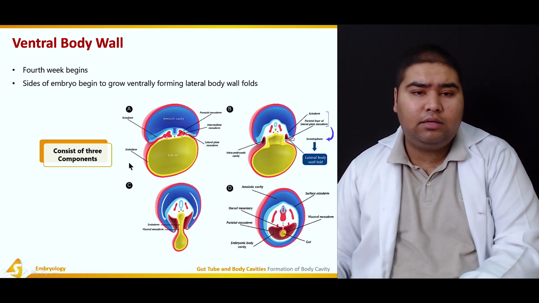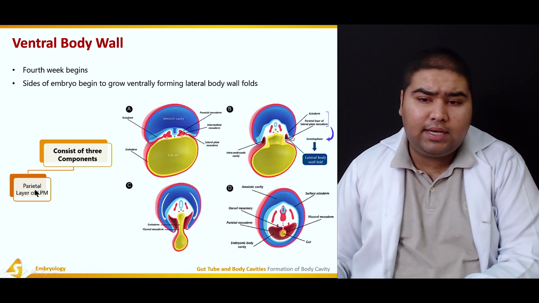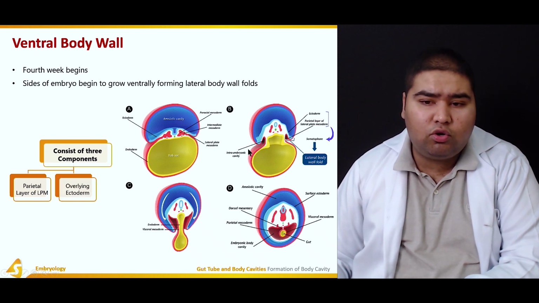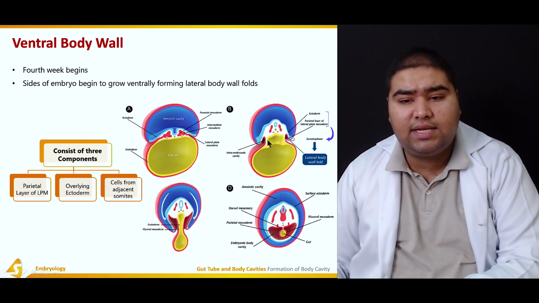The lateral body wall folds consist of 3 components. There's the parietal layer of the lateral plate mesoderm here in red. Then there is the overlying ectoderm, this ectoderm, and cells from the adjacent somites.